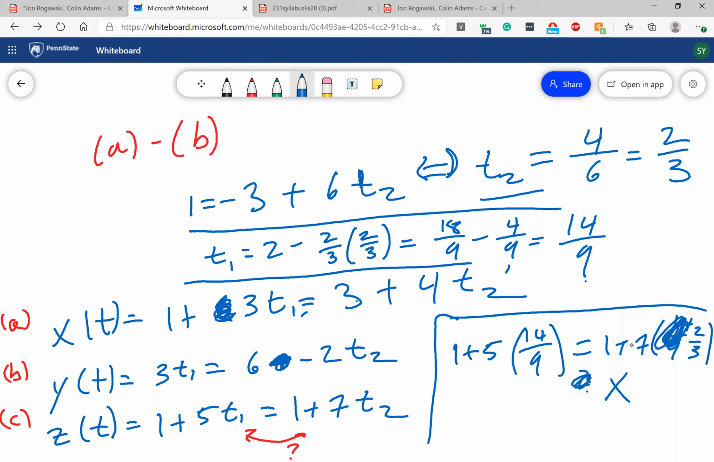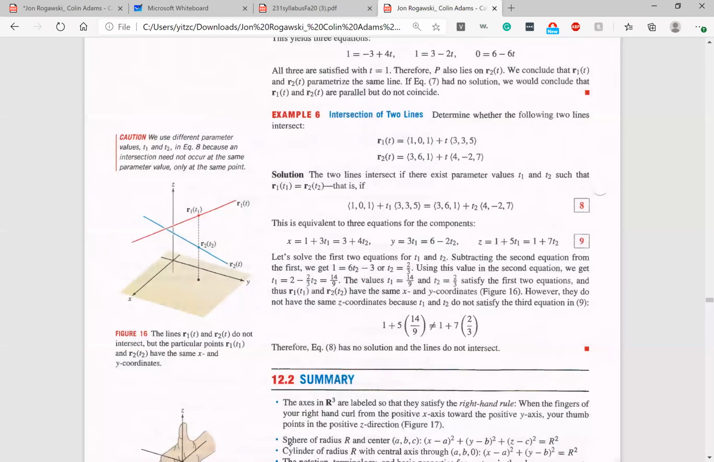You can cancel the ones, try to solve this, and you'll see that you will not get the same result. So when the X and the Y coordinates are equal for these points, the Z coordinates will not be. So these two lines don't intersect.